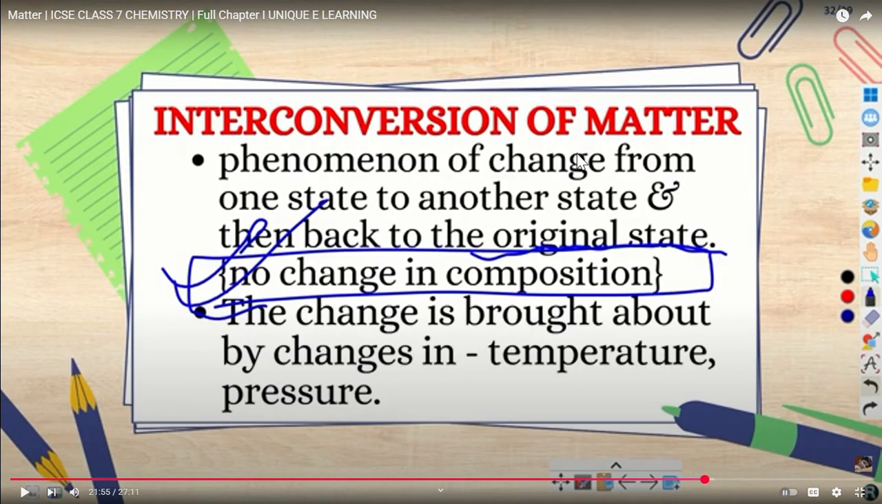Interconversion of matter. This is very long, so I am telling you the short version. The phenomenon of change of one state of matter into another and back again is called interconversion of matter. For example, if you heat a solid like an ice cube, it will convert into liquid, and if you heat it more, it will convert into water vapor. When water vapor comes in contact with a cold surface, it becomes liquid again, and if you put that liquid into a deep freezer, it again becomes solid. This is called interconversion of matter.